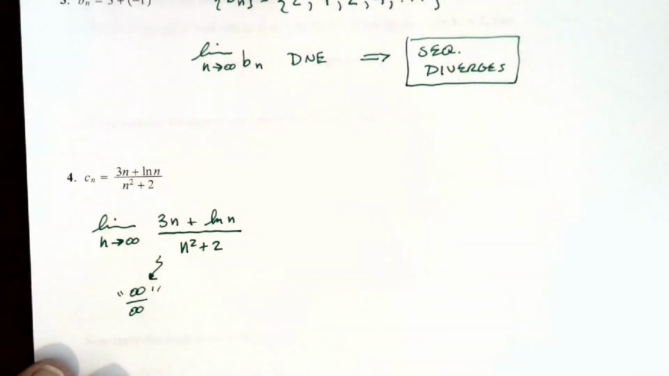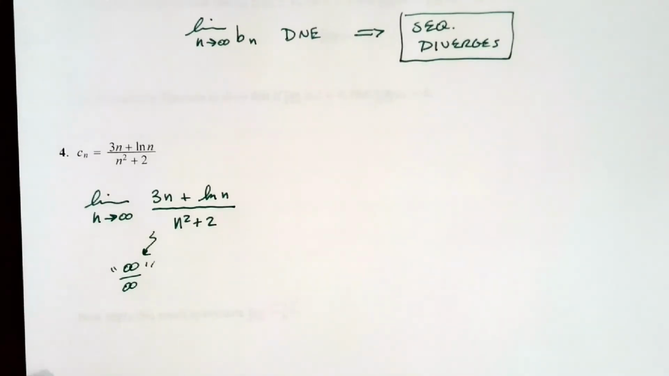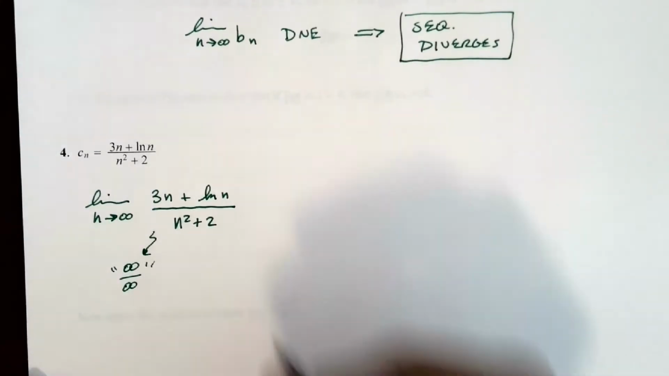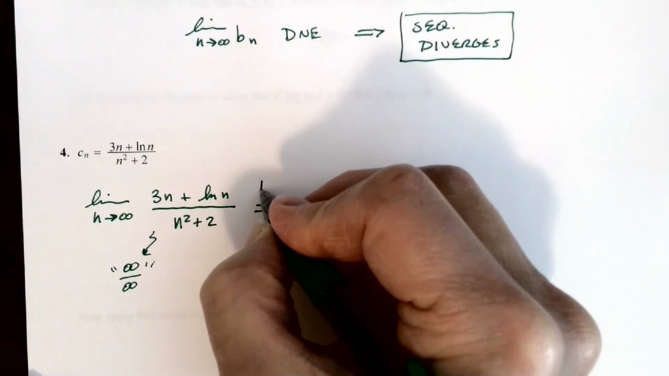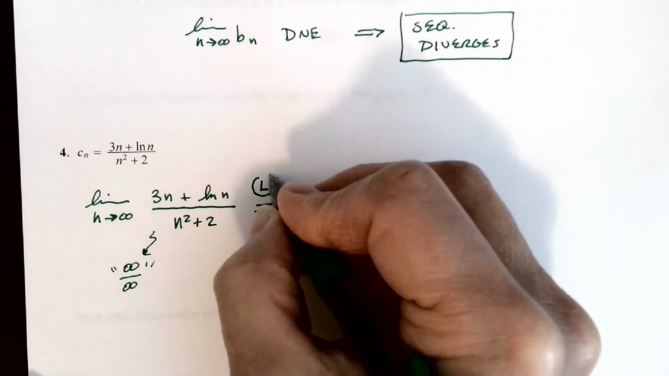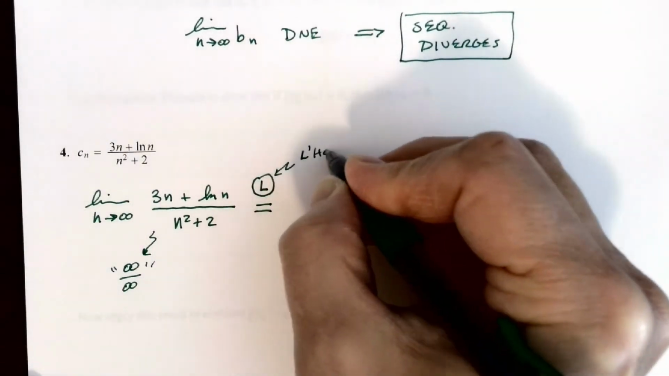And the comment we made with the first sequence, I'm going to make again: we can use L'Hopital's rule. And this time, I want to use L'Hopital's rule. If we remember L'Hopital's rule, I'm going to put a little L over there anytime I'm talking about L'Hopital's rule, just to remind us of that.